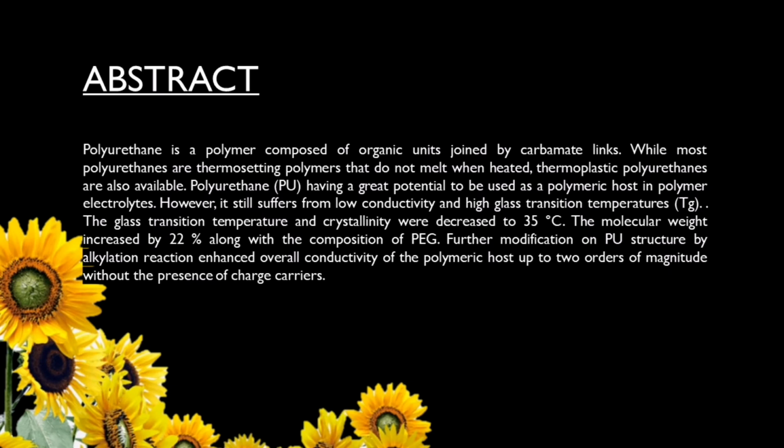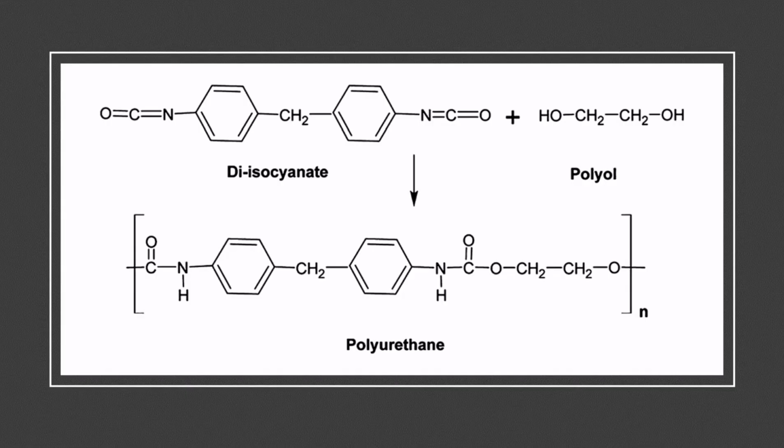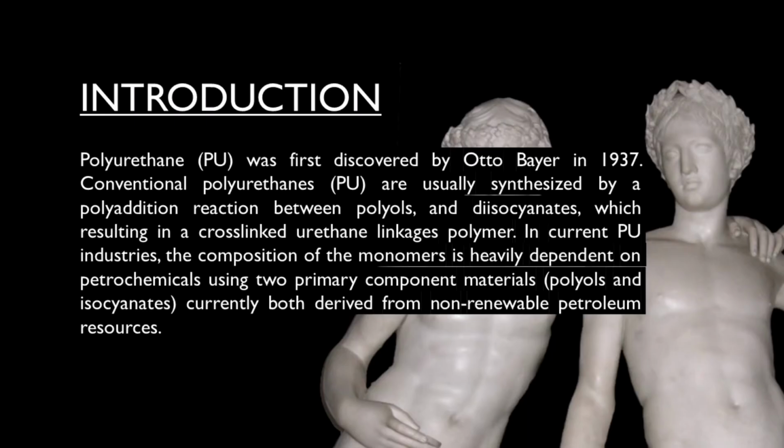First of all, polyurethane is a polymer composed of organic units joined by carbamate links. Polyurethane has great potential to be used as a polymeric host in polymer electrolytes. However, it suffers from low conductivity and high glass transition temperature. Polyurethane was first found by Otto Bayer in 1937.